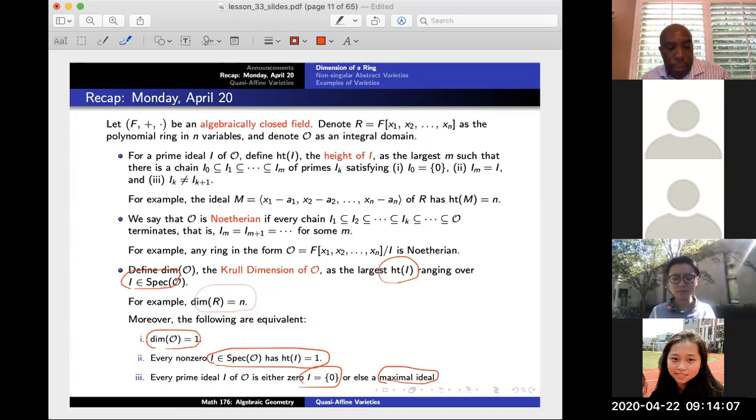Okay, so these are the three concepts that we had here leading up to the dimension of a ring. So any questions on these three here? Okay, all right, let's keep moving on.